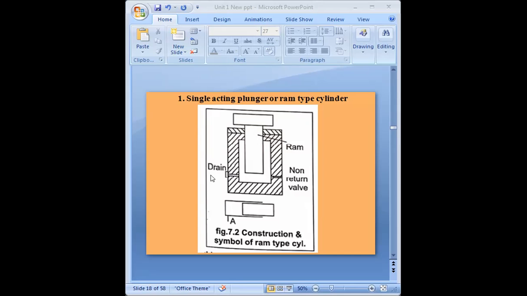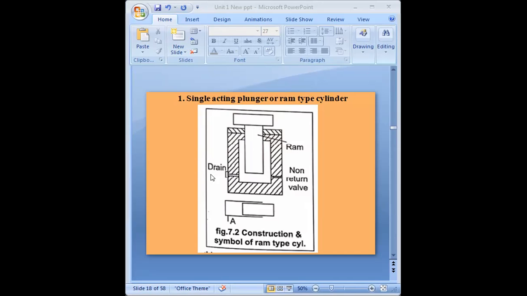Due to the dead weight of the load and the ram, it will come down. It will go down at that time, and the fluid inside the cylinder will come out through this drainage. Getting it? So this is a simple construction and diagram.